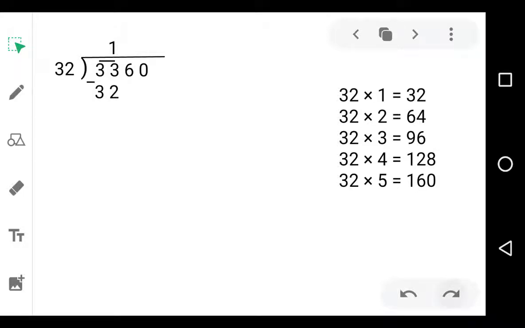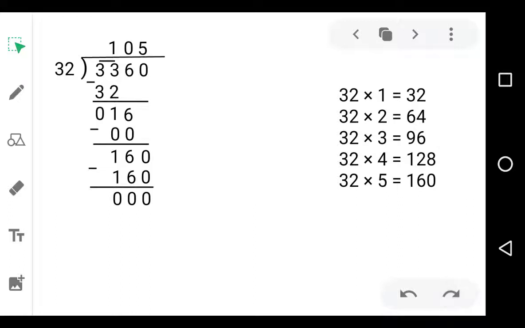Now subtract it. 33 minus 32, 1. Now take down 6. So it will be 16. 16 is smaller than 32. So we write 0 in the quotient and 0 below the 16. 16 minus 0, 16. Now take down 0. So it will be 160. Check where 160 comes in the table of 32. On 5. 32 fives are 160. So write 5 in the quotient and 160 below the 160.